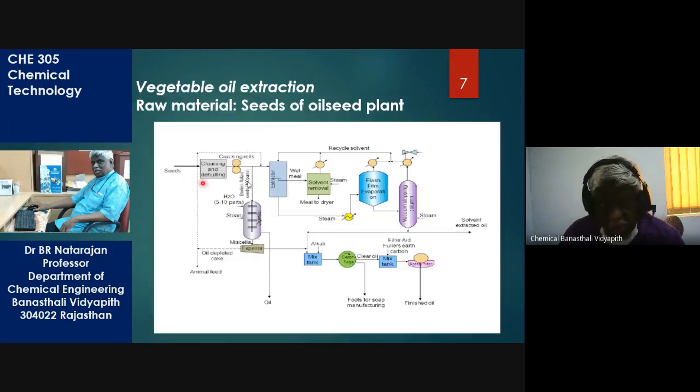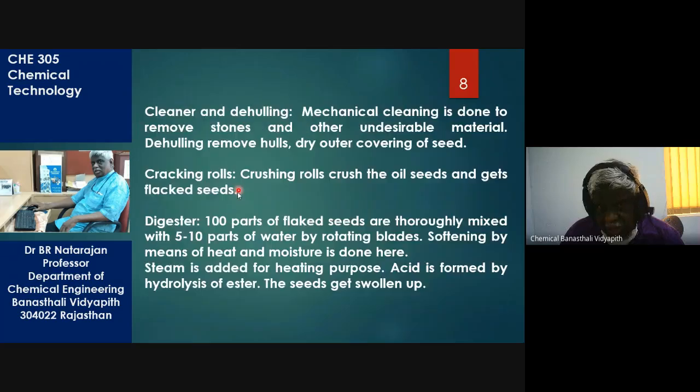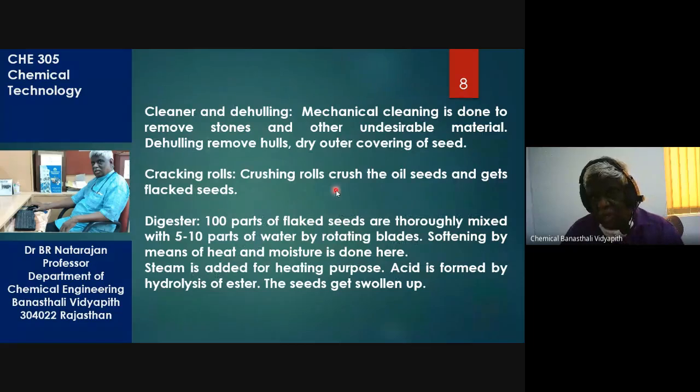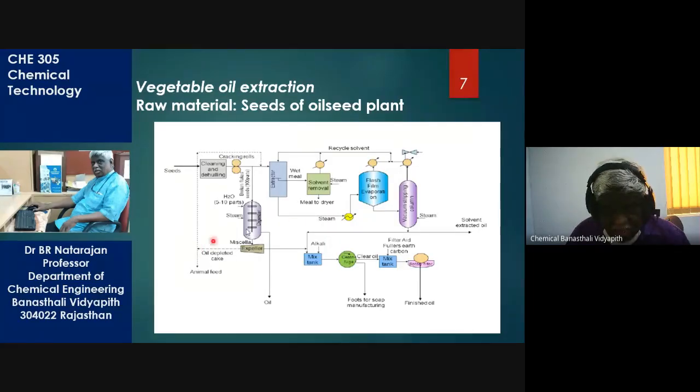Then cracking rolls. This is a cracking roll, and crushing rolls are similar to your cane juice type, but two rolls are there and the seeds pass through. As they pass through, they get crushed. Crushing rolls crush the oil seeds and get flax seed. Flax seed. This is broken, small pieces. And then go to the digester.